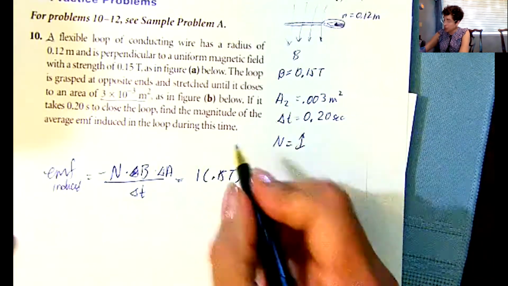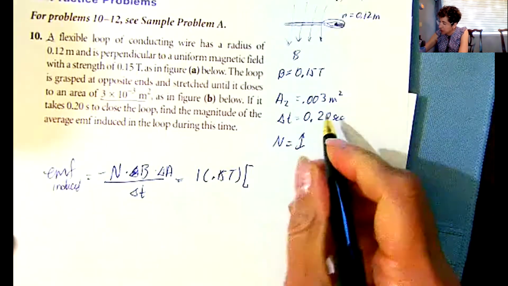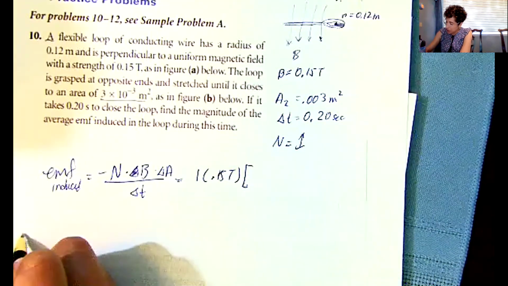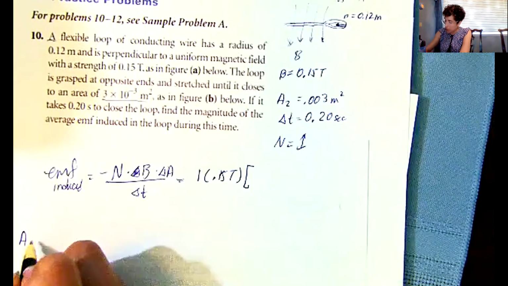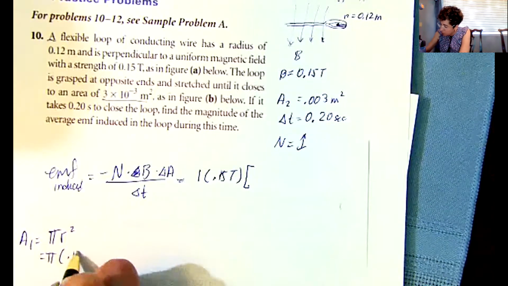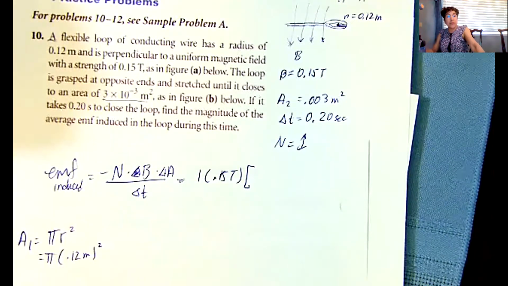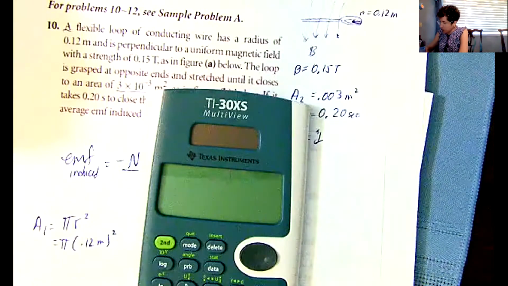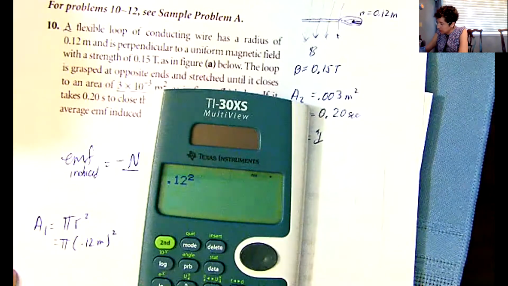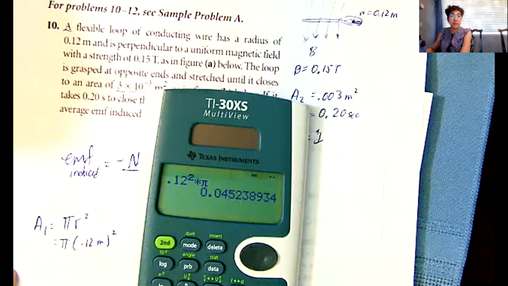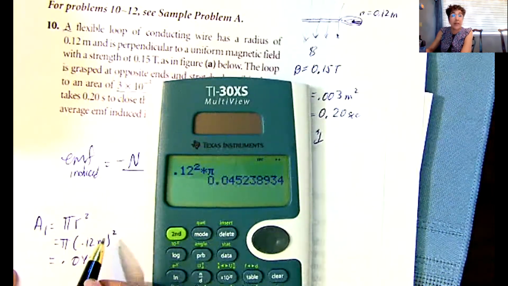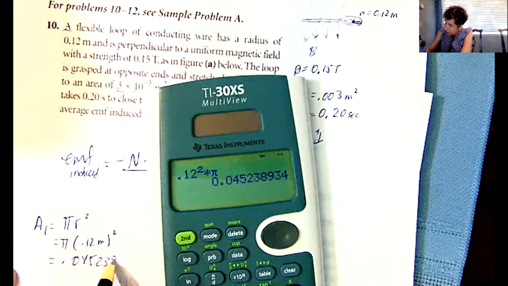I need to do the change of area, so maybe I should have done that first, but that's okay. Area 2 we got is 0.003. Area 1 is pi r squared, which is pi times 0.12 meters squared. Let me see what that is quickly. 0.12 squared times pi. So this is 0.0452389. I'm just going to leave that in my calculator.